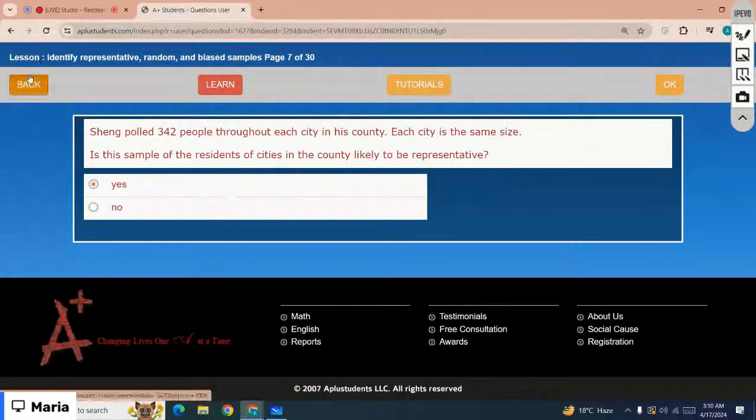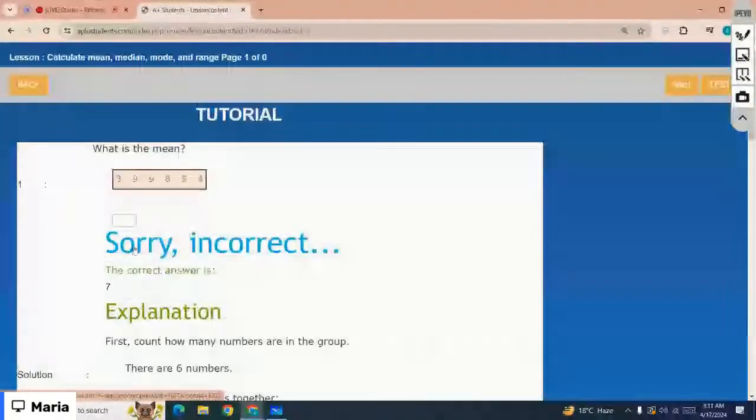Okay, you can complete the lesson by yourself later today. Let me just move on to the next lesson. The next lesson is calculate mean, median, mode, and range. So let's start with the next lesson.